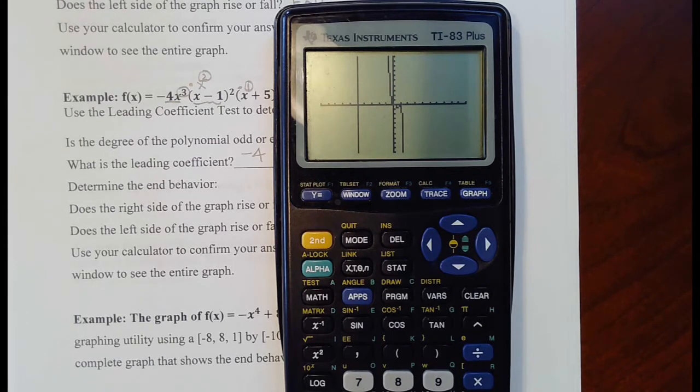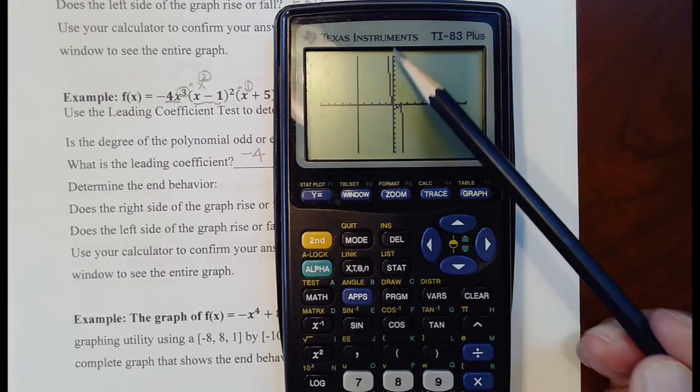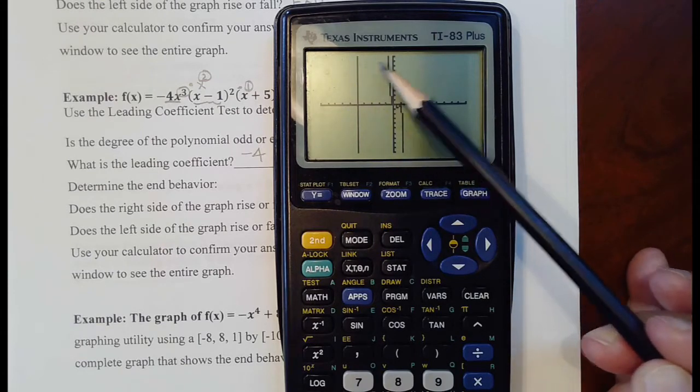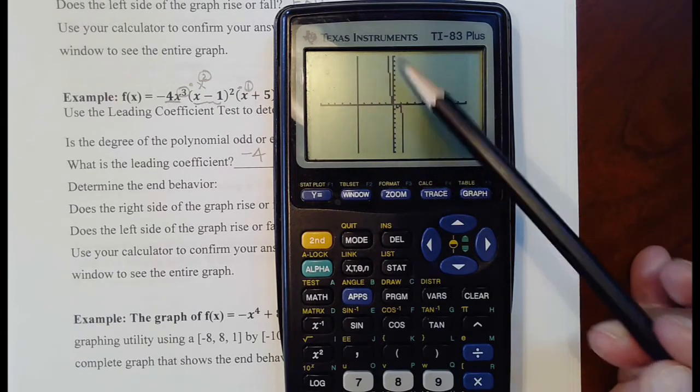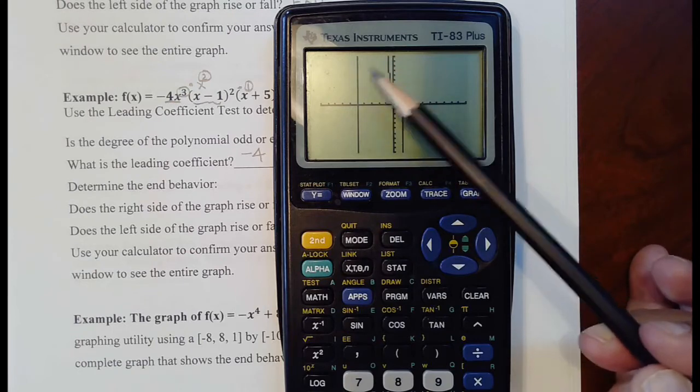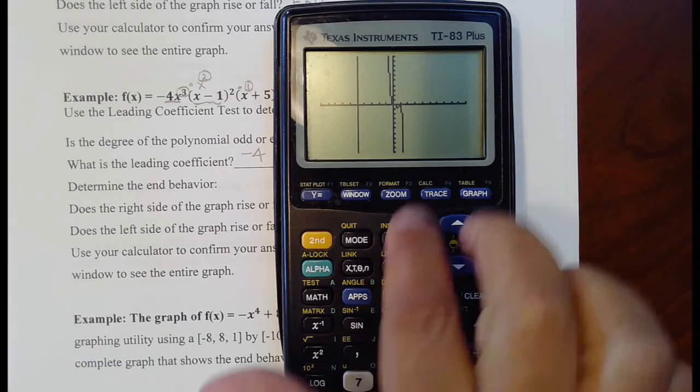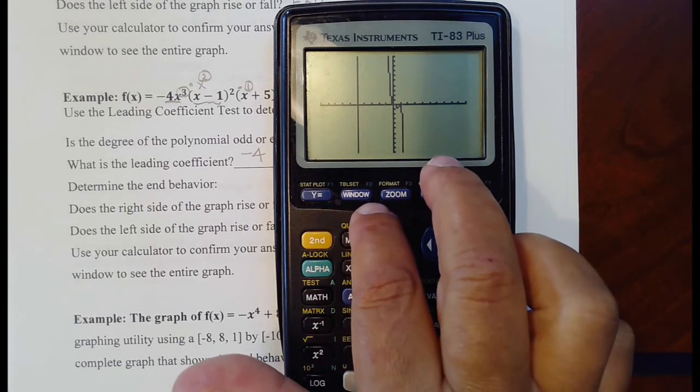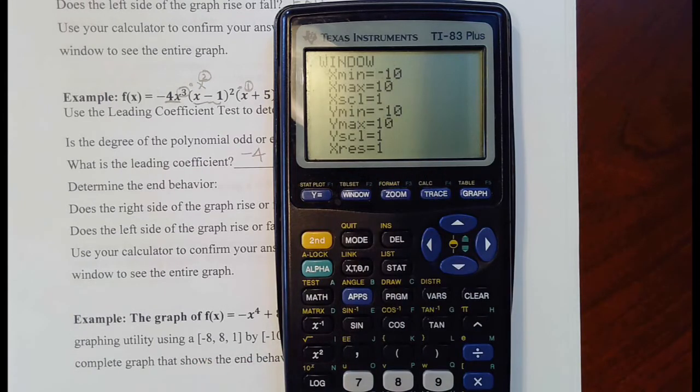Okay, so let's go to window here. I want to see what's going on up here. So I need more positive y values. That's called y max. All right, now because this is 6th degree, we need some pretty big y values, and you're going to see. I'm going to let those y values be 2,000 and see what happens. They shoot up very quickly. Keep that in mind when you're graphing these sort of things.